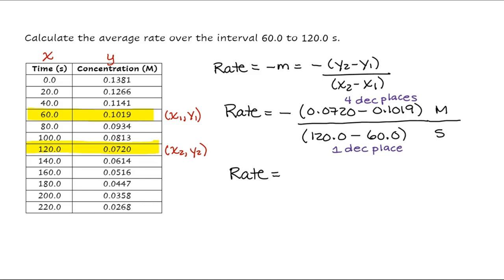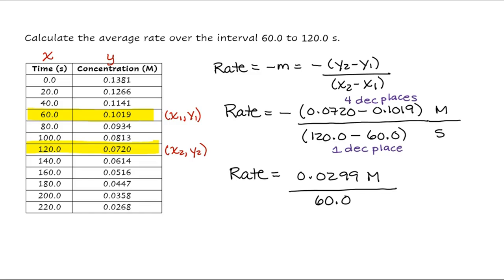So we have 0.0720 minus 0.1019, and taking the negative of that, rounded to 4 decimal places, gives us 0.0299. And we keep the units of molarity. That's our 4 decimal places. Doing the math in the denominator, 120.0 minus 60.0, rounded to 1 decimal place, gives us 60.0 seconds.